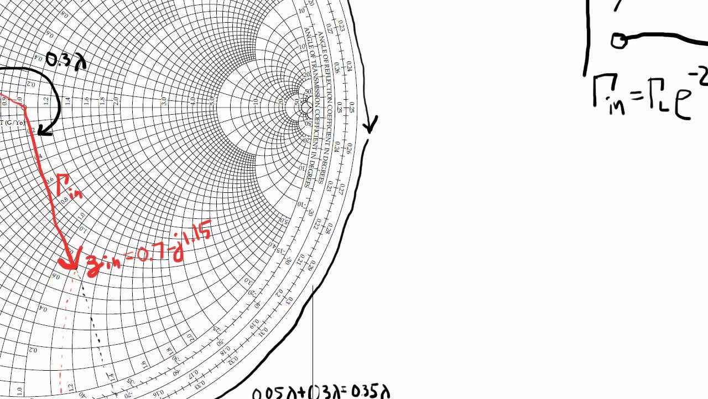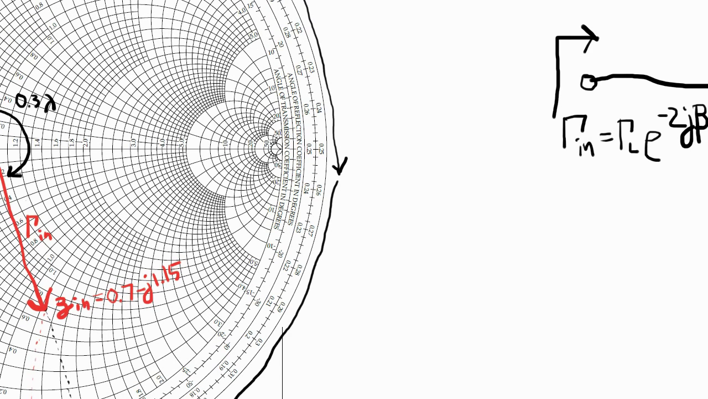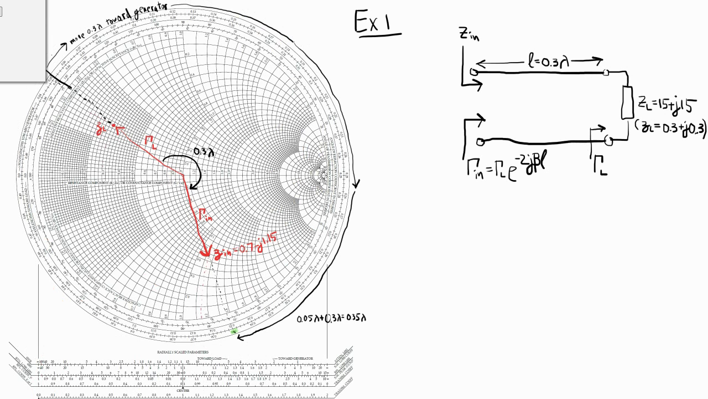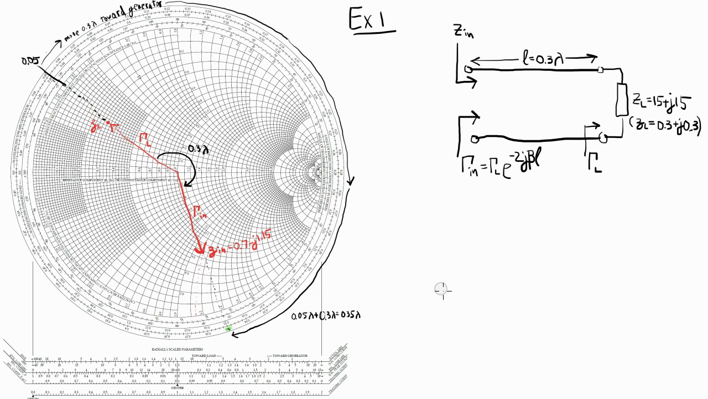Alright, so I've just moved on the Smith chart starting from a particular gamma L, and I've rotated by 0.3 lambda, and I ended up at gamma in, and then I use the Smith chart to read off the impedance. And then the last step is to just multiply that normalized impedance by 50 ohms to get my final impedance.